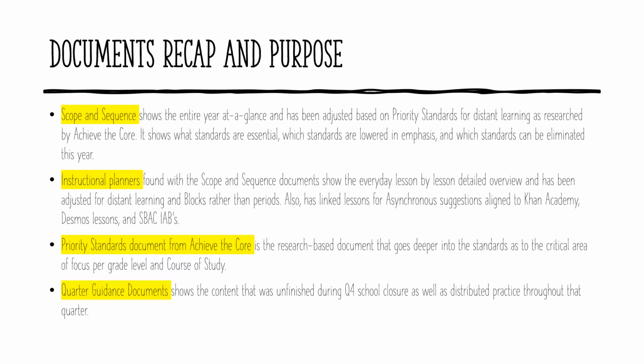So just to recap what these documents and purposes are of each document, this is just a nice little overview if you want to know which document to look at. Scope and sequence shows you the entire year at a glance. Instructional planners help you to look at your lessons step by step, module by unit, but also lesson by lesson, day to day, and how we've combined those to adjust for block periods. Especially with the 75 minutes. The priority standards document from Achieve the Core helps you to really go deeper into the standards and focus on the right work. And then our quarter guidance documents help you to understand the unfinished learning of fourth quarter.